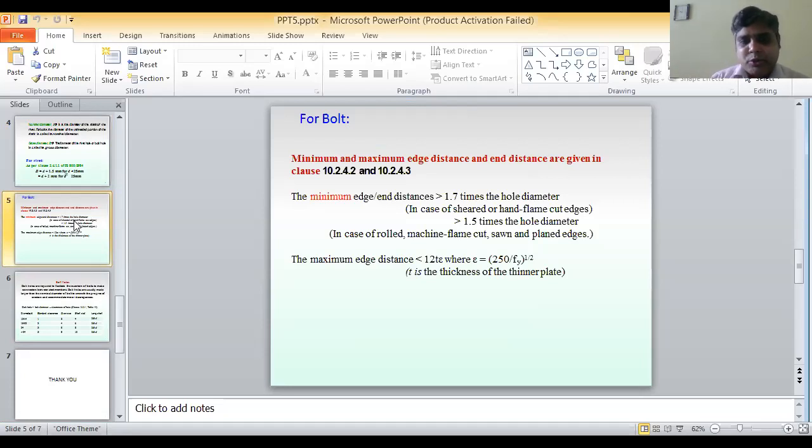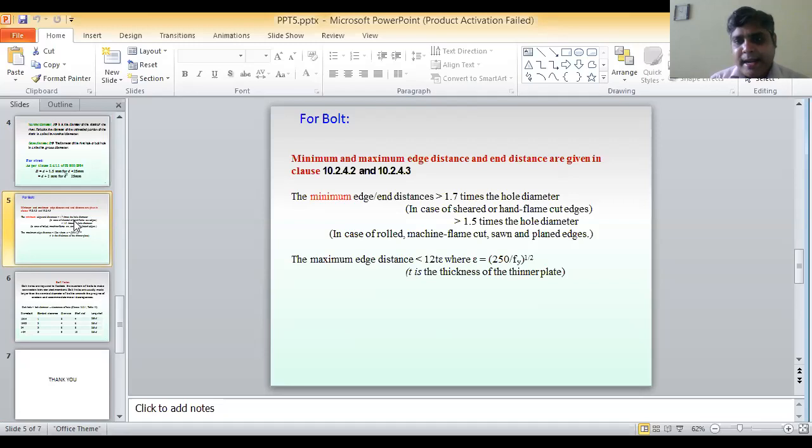We can consider this in two ways: greater than 1.7 or greater than 1.5. In case of rolled, machine flame cut, if it is machine flame cut, we will consider 1.7, otherwise 1.5.